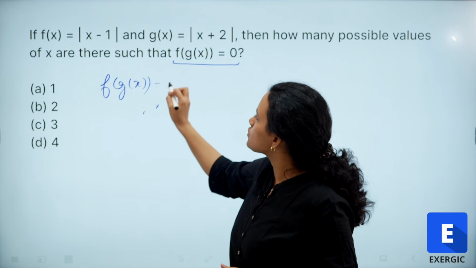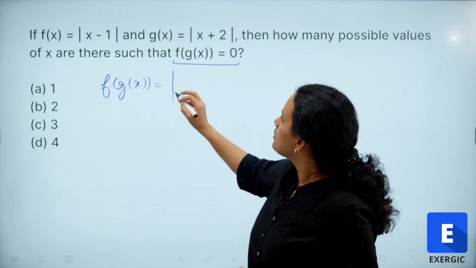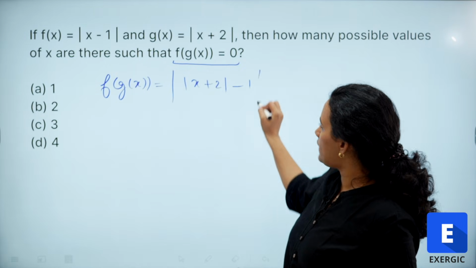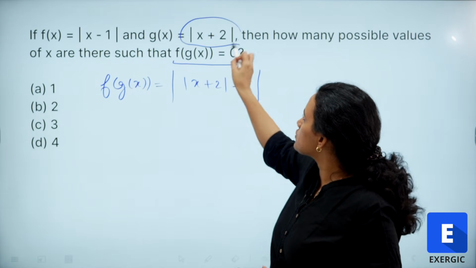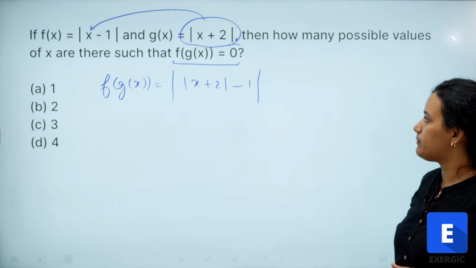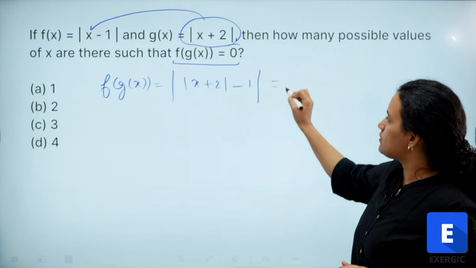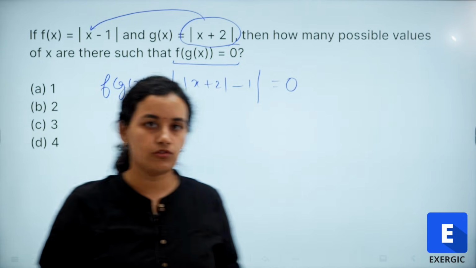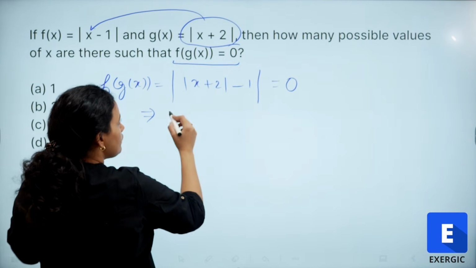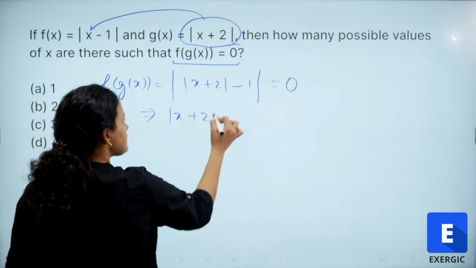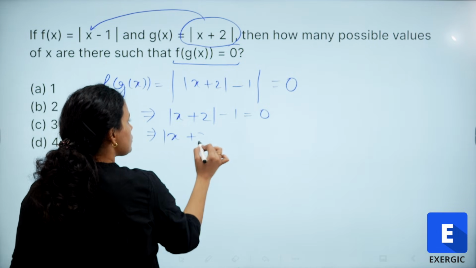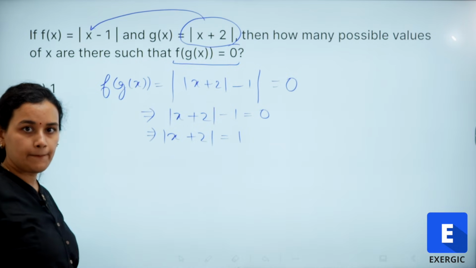f of g of x is going to be mod of x plus 2 minus 1. Right, so this mod x plus 2 is going to come in place of this x, and this we know is equal to 0. Okay. So if mod x plus 2 minus 1 is equal to 0, I can take it as mod of x plus 2 is equal to 1.